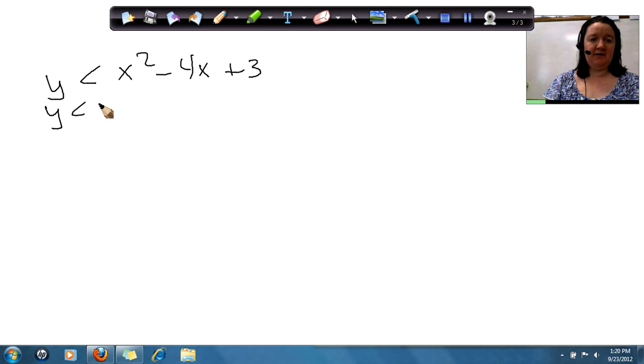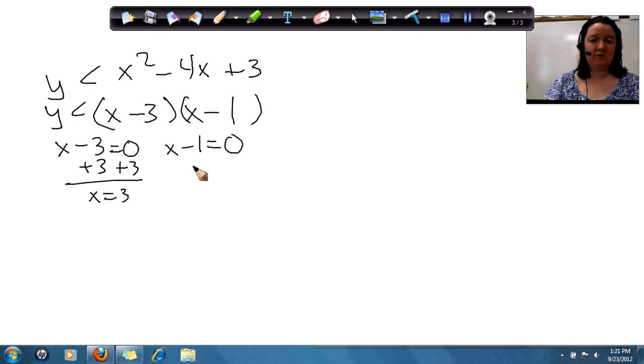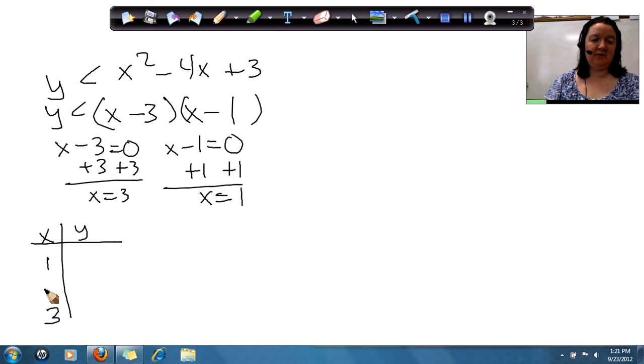Here, we just want to factor this. x minus 3, x minus 1. So we're going to have roots at these two values. We're going to add 3 to both sides. We're going to add 1 to both sides. So we have roots at 3 and 1. And again, the average between that is going to give us 2. We know that's going to be 0 and that's going to be 0.